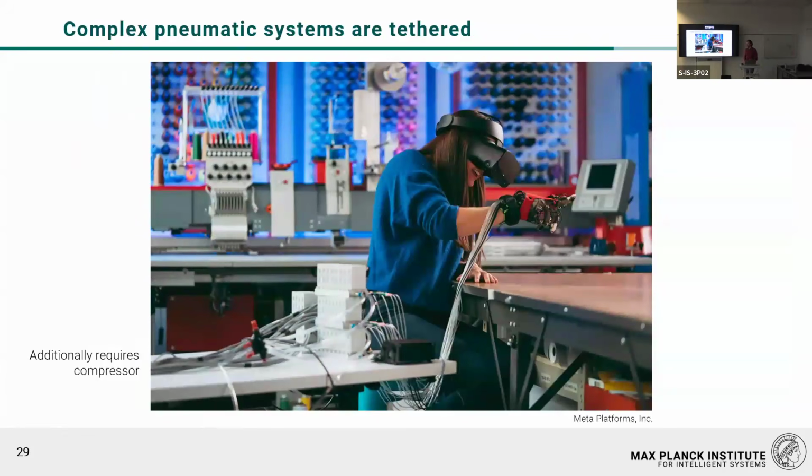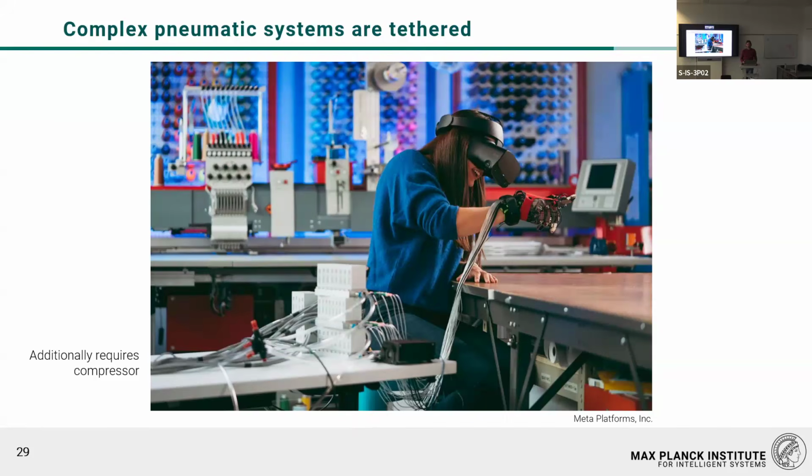This picture actually illustrates nicely what the problem is with pneumatics. This is an example from Meta, also known as Facebook, where they want to make a glove that gives you haptic feedback in virtual reality. It uses a lot of pneumatic actuators connected to a series of valves or pressure regulators. You see you need a lot of tubes. You have a big infrastructure doing these regulations for you, and somewhere you need an additional compressor that provides the pressurized air.